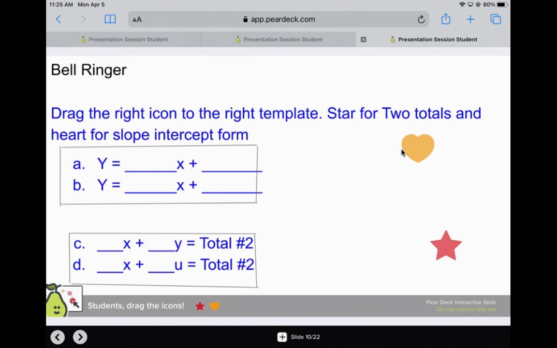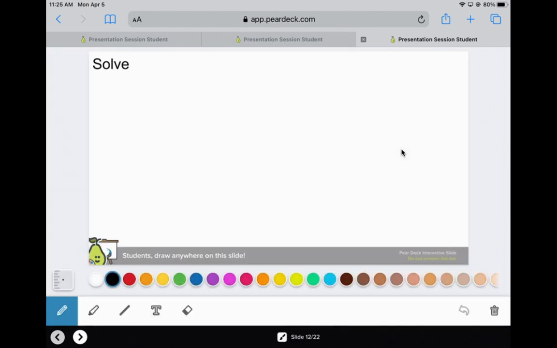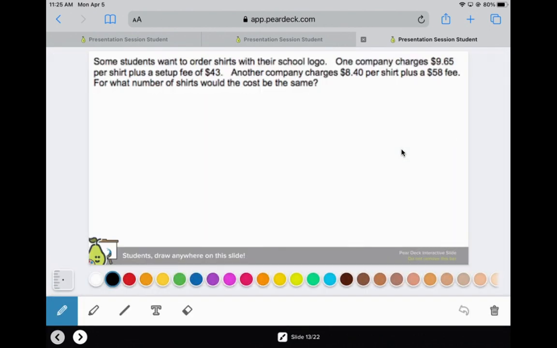Okay. So we have two types. One is the two totals, and the other one is slope intercept. The star is for the two totals, which is right here because they tell you the two totals. And the heart is for the slope intercept because you have y equal to something, and that's the one that we looked at. All right, let's look at these problems that we have done before, so I bring it back to review with you.